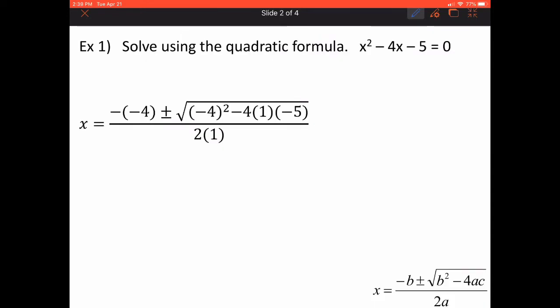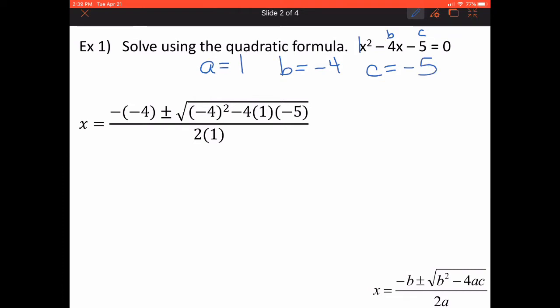Alright, so we are going to solve x squared minus 4x minus 5 equals 0. So we're going to find the values for x that when you substitute them in would make this equation true. First thing we do is identify what A, B, and C are. And we practiced that before. So A is the number in front of x squared. So that's 1. B is the coefficient of the x. So that's negative 4 in this problem. And C is the constant, the number without the variable. So that is negative 5.